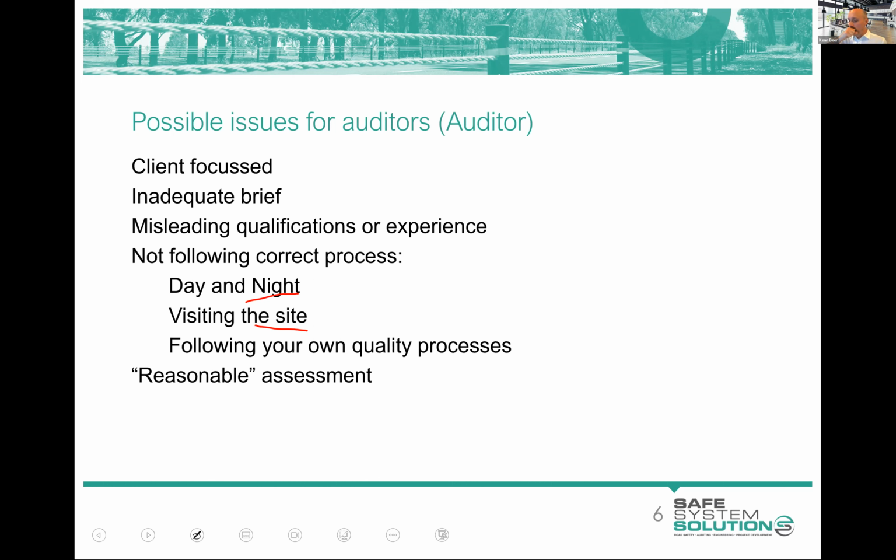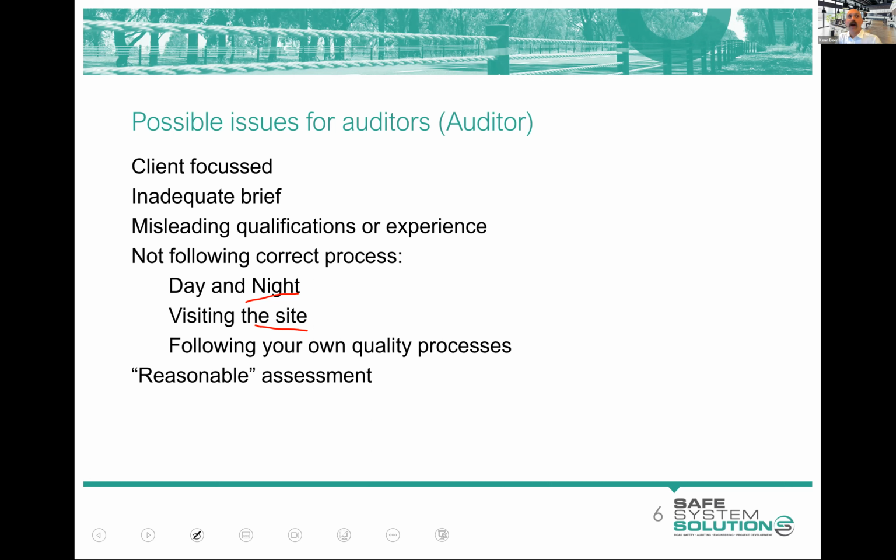If they say desktop only, the only one that this applies to should be feasibility stage road safety audits, the very early one. And it's written into the Austroads Guide. For that stage of auditing, sometimes you can just do a desktop assessment.